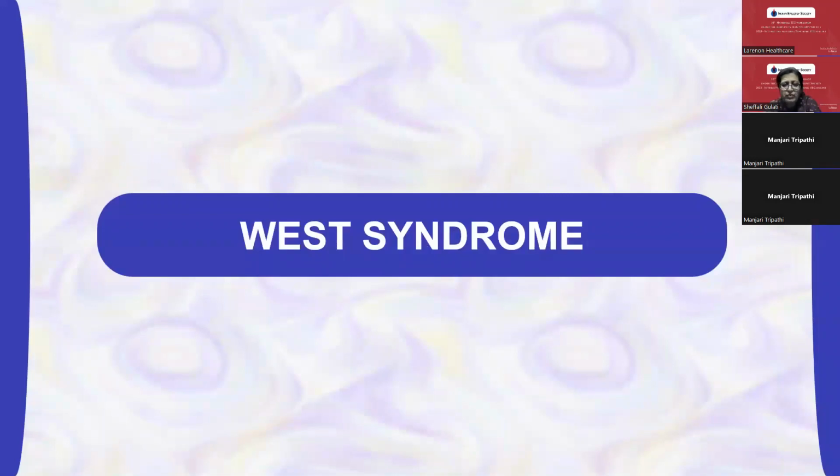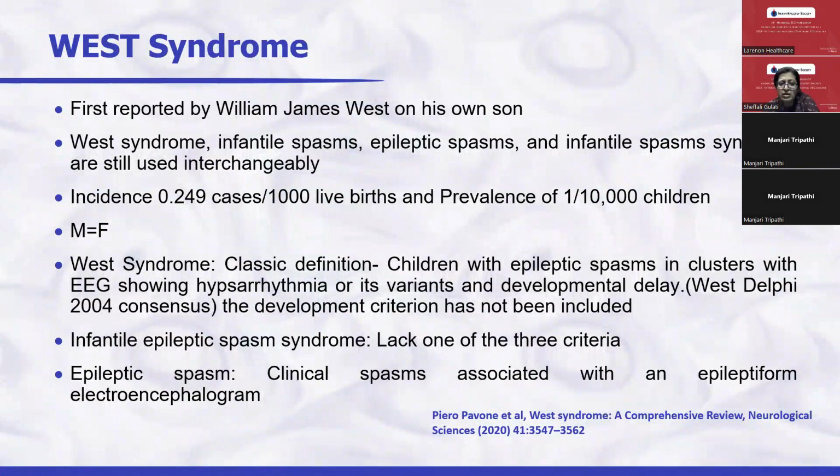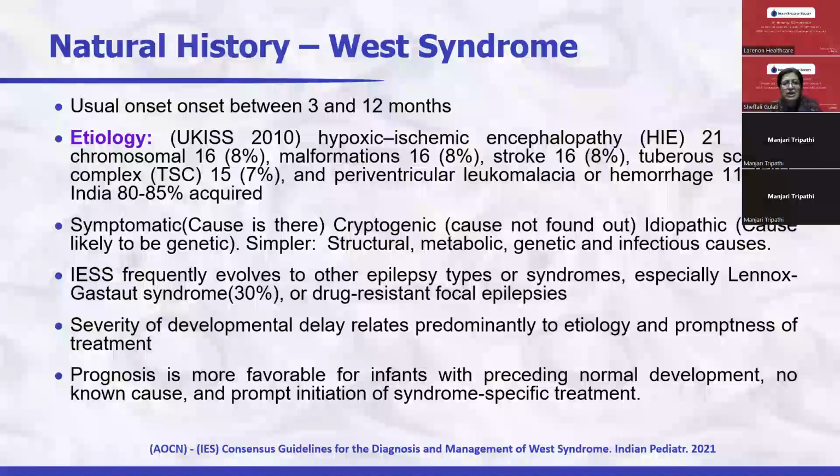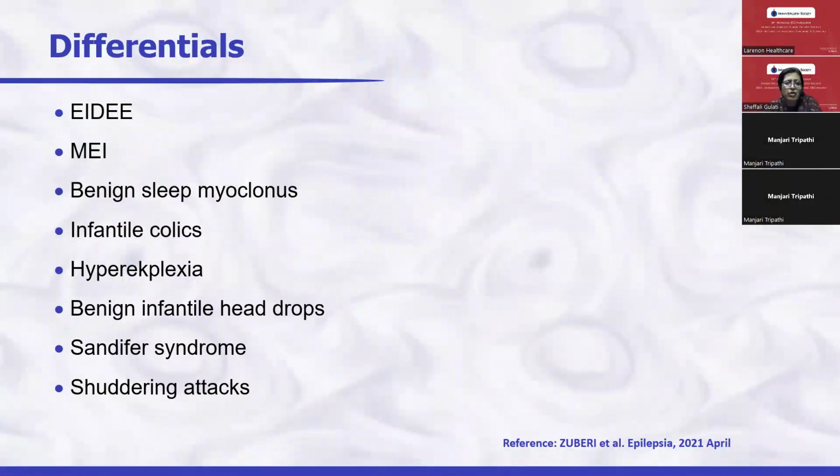So this is the classical West syndrome, which is very common, and as I mentioned to you, was reported by William James West on his own son. You have children with epileptic spasms in clusters with EEG showing hypsarrhythmia and or its variants and developmental delay, which we have to keep in mind. You have numerous etiologies and a lot of differential diagnoses as well, such as earlier onset developmental and epileptic encephalopathies, myoclonic epilepsies, benign sleep myoclonus, hyperekplexia, head drops and Dyer syndrome secondary to GERD. We've seen patients with that who have been mistaken for having spasms or shuddering attacks.